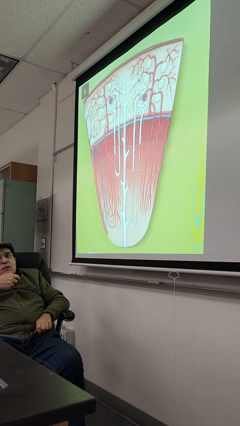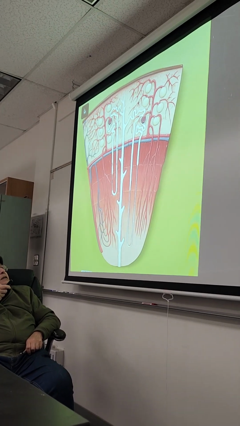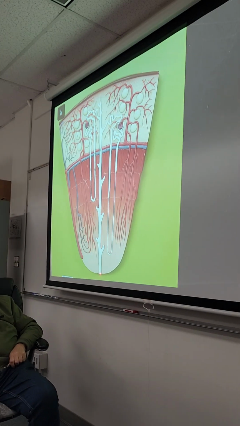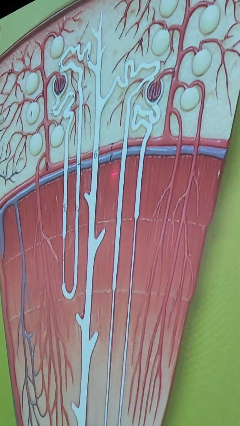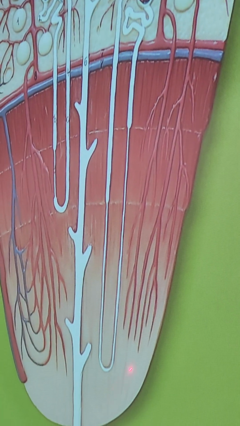And then the medulla is the pyramid. This is the base of the pyramid, and this is the apex of the pyramid. So that's medulla. This is one renal pyramid or medulla.